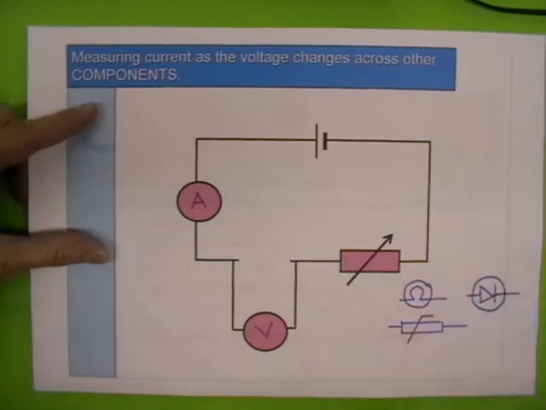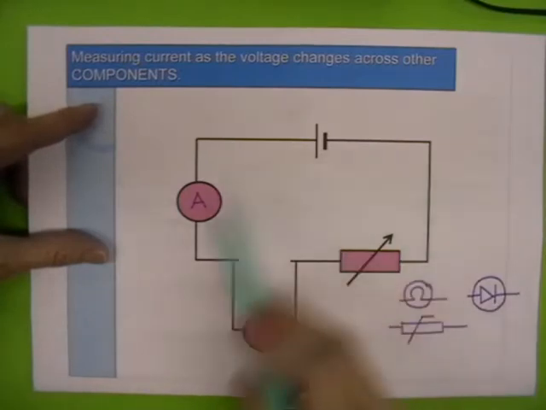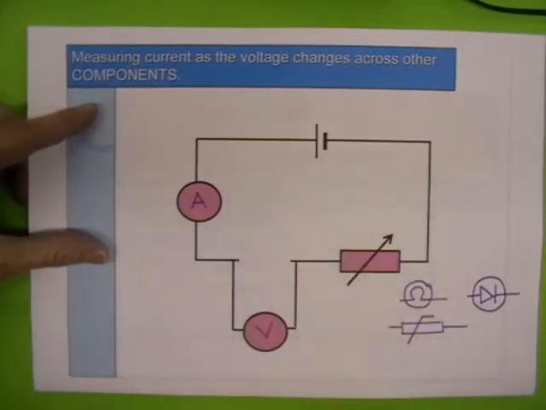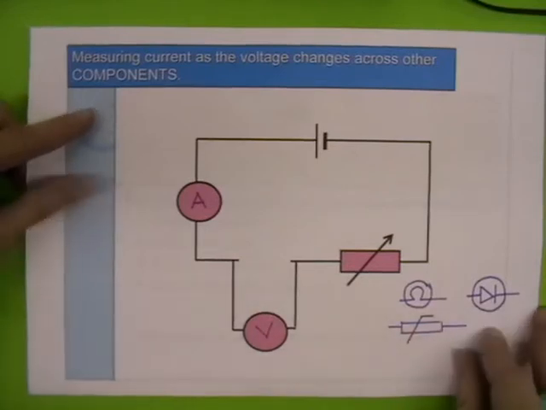So if you were asked to draw a circuit to measure the current as the voltage changes across a diode, you would draw the circuit, but you put the diode symbol in there, or the bulb if that was the case, or the NTC thermistor if that was the case.